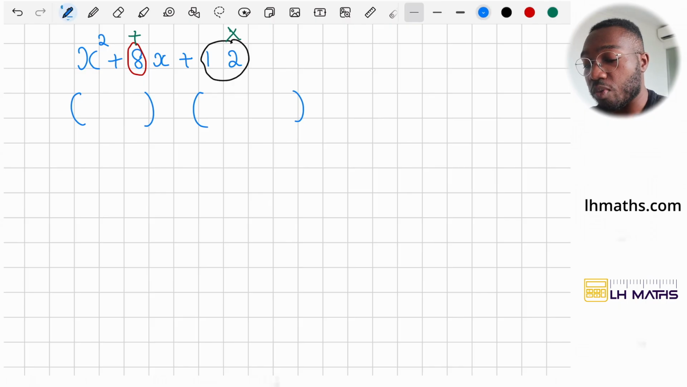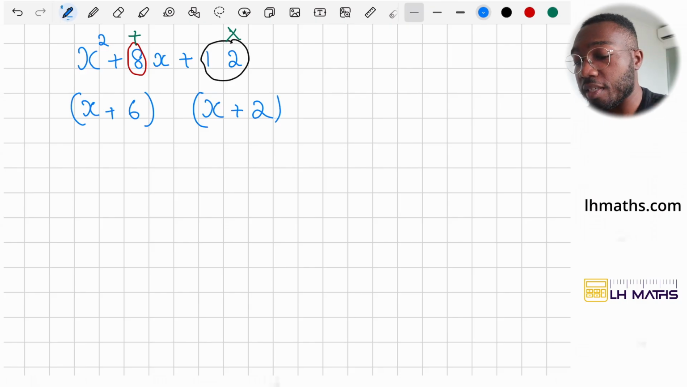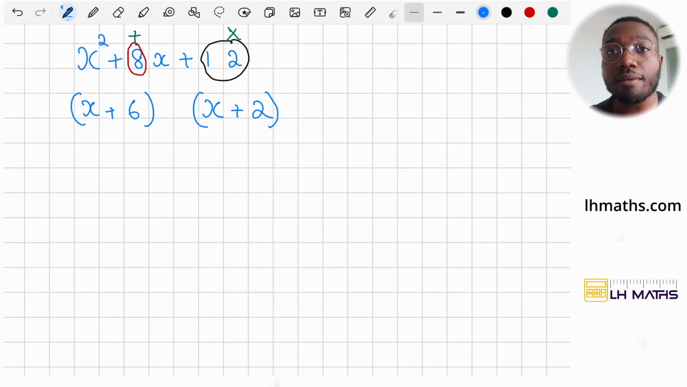So in our brackets, we would have x here and x here, and we'd have plus 6 and plus 2. So we'd have x plus 6 and x plus 2.